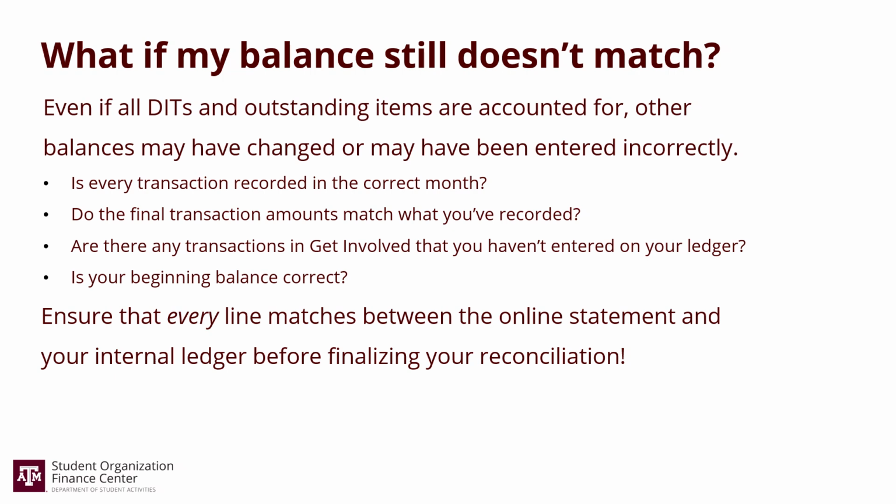If your account balances still do not match after accounting for all DITs and outstanding items, you must go through each transaction to ensure they were entered in the correct month and for the correct amount. Additionally, make sure that there are not any transactions on your Get Involved statement, such as credit card fees, that have hit your account but are not recorded on your internal ledger. Finally, make sure the beginning balance matches for the period you are entering for. If you have any specific concerns when completing an account reconciliation, feel free to contact the SOFC for personalized support.